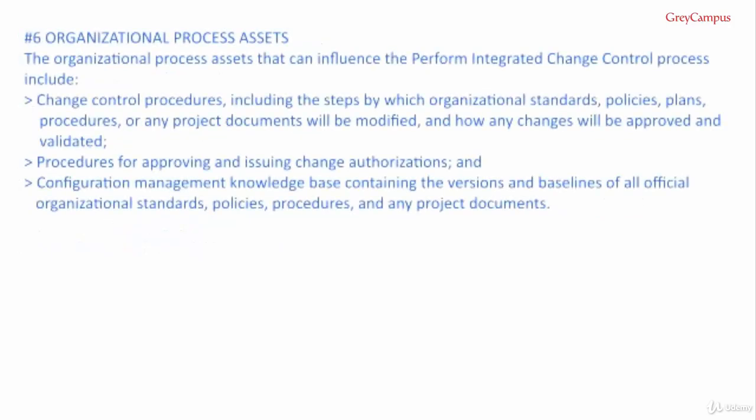Number 6, organizational process assets. The organizational process assets that can influence the Perform integrated change control process include change control procedures, including the steps by which organisational standards, policies, plans, procedures or any project documentations may be modified and how any changes will be approved and validated. Procedures for approving and issuing change authorisations and configuration management knowledge base containing the versions and baselines of all official organisational standards, policies, procedures and any project documents.